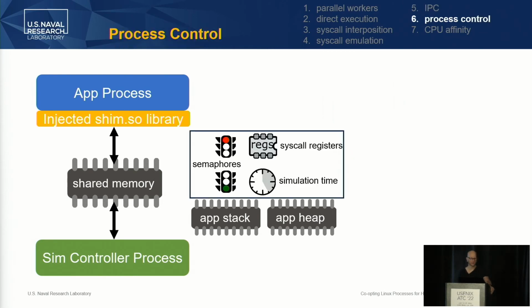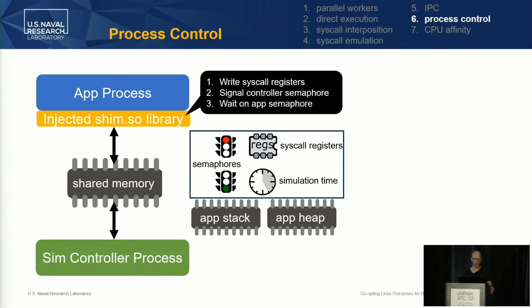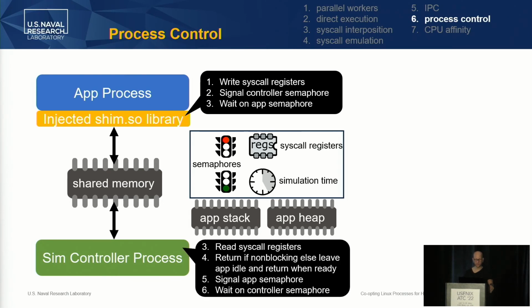Now to modulate the running state of the process, we use our semaphores. And the way this works is when the application process makes a system call, it will write the system call registers into shared memory, and then signal the controller semaphore to wake up the controller thread, and then it will wait on the app semaphore. The controller process will read the syscall registers, figure out which syscall it is, and what the arguments are. If it's a non-blocking system call, it can return immediately. Otherwise, it will leave the application idle and go back to the simulator and advance simulation time and return later when the result is ready.